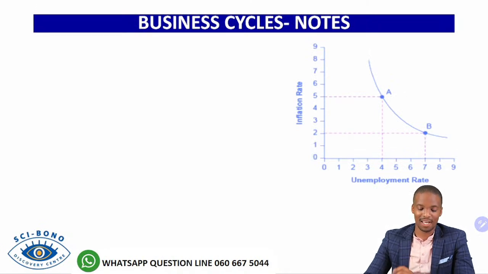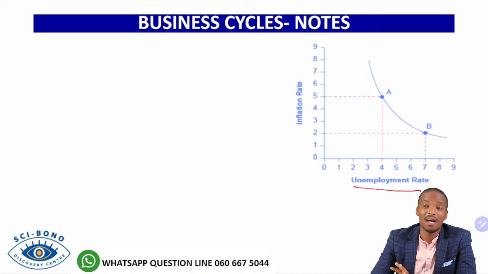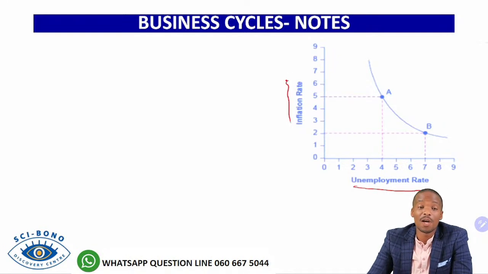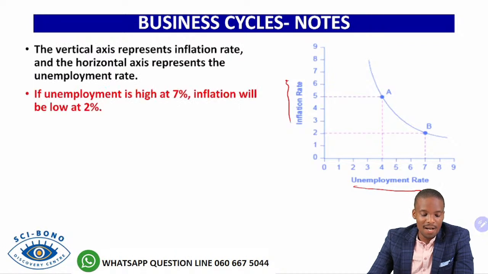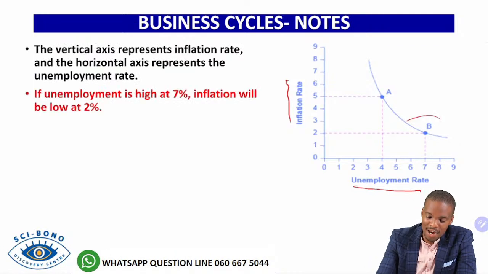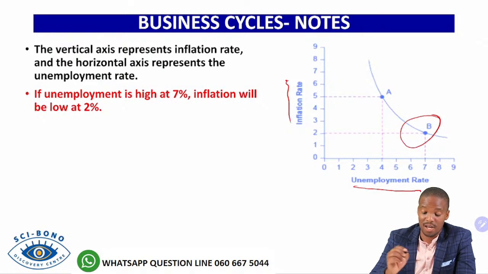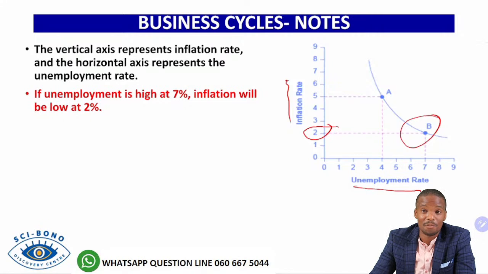You draw your graph again, economics learners. On the x-axis, always represented by the unemployment rate. And then on the y-axis, that shows your inflation. So unemployment, if it is at point B, which is 7%, we can see that inflation starts to kick in from 0. It goes to 2%. That is where we are, right?